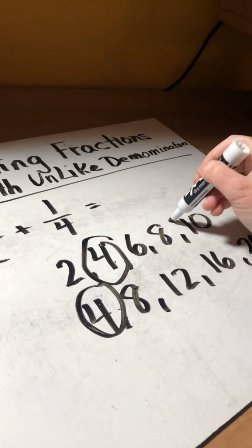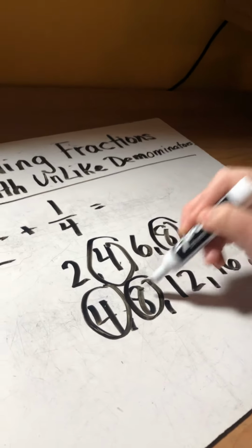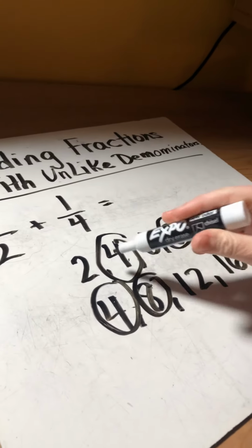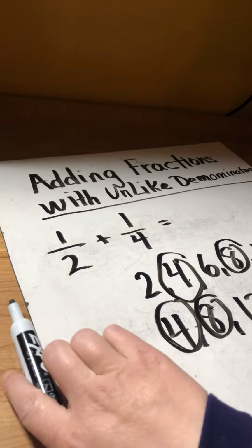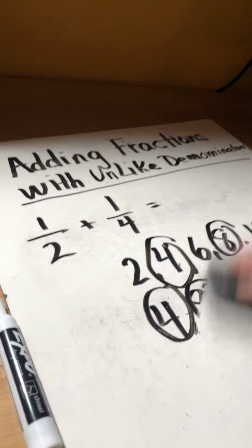Why we don't pick the 8 and the 8, even though they are the same, is that there's a smaller number that both of them go into. So we're going to pick the 4. It's going to be easier to do our math. All right, so let me erase that, and let's remember that the bottom is 4.